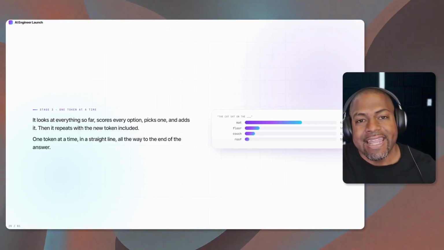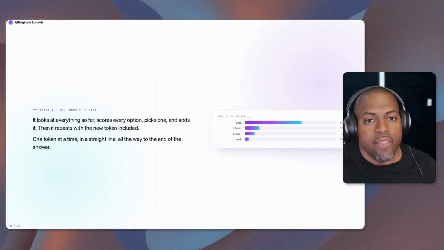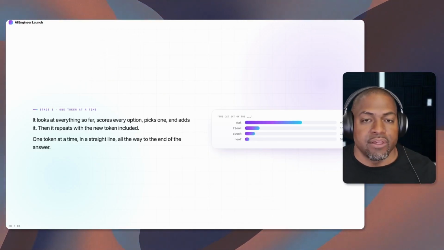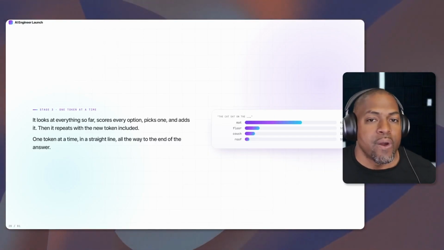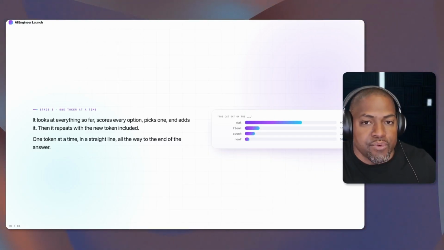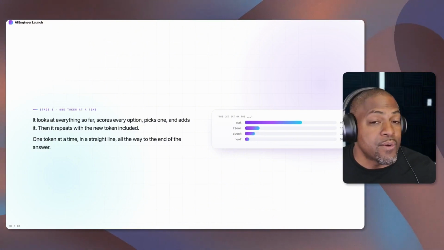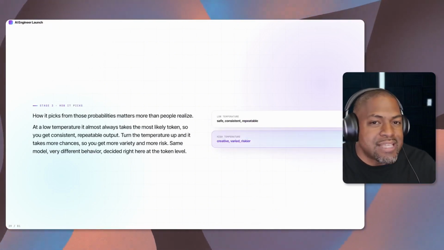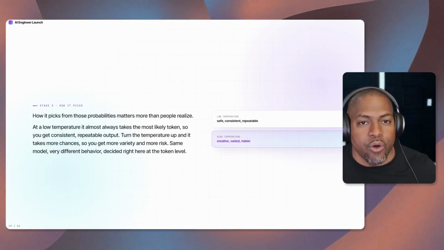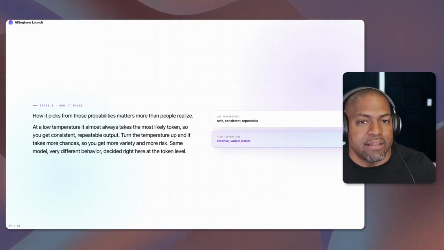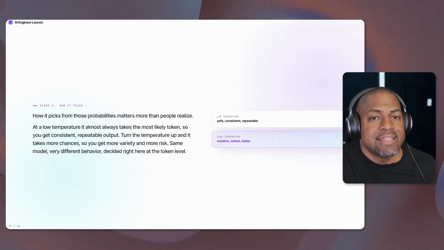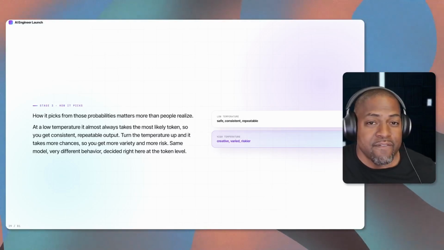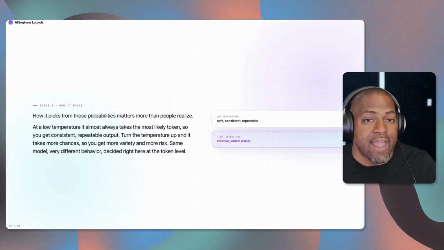For example, "the cat sat on the..." blank. Out of all the tokens, it gives each a percentage. For example, it could say mat 62%, floor 16%, couch 11%, roof 5%. One token at a time in a straight line all the way to the end of the answer. Low temperature almost always takes the most likely token, giving consistent and repeatable output. High temperature takes more chances, so more variety, more risk. Same model, very different behavior, decided right here at the token level.